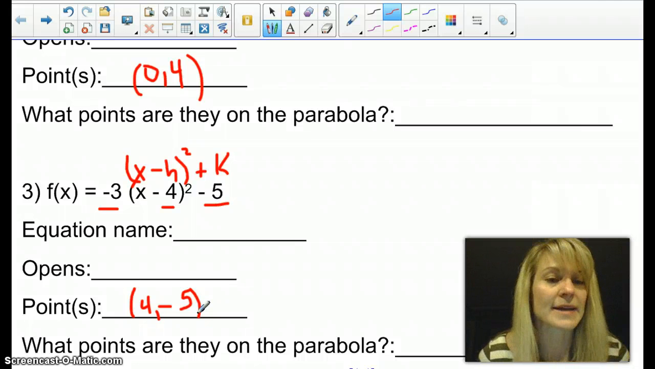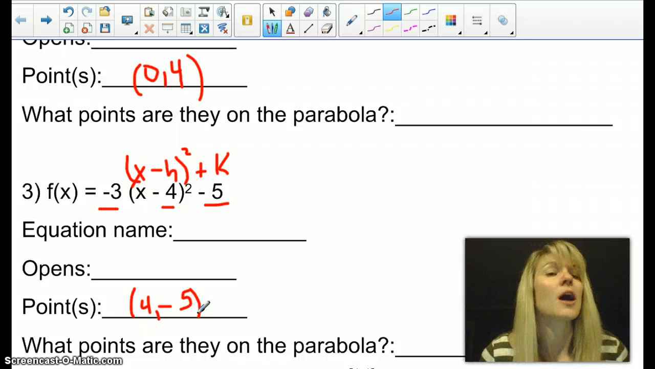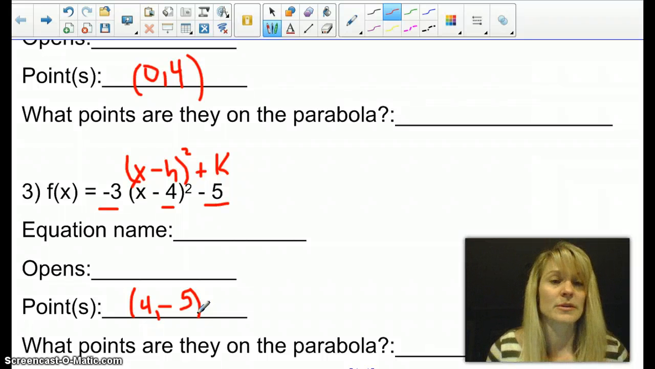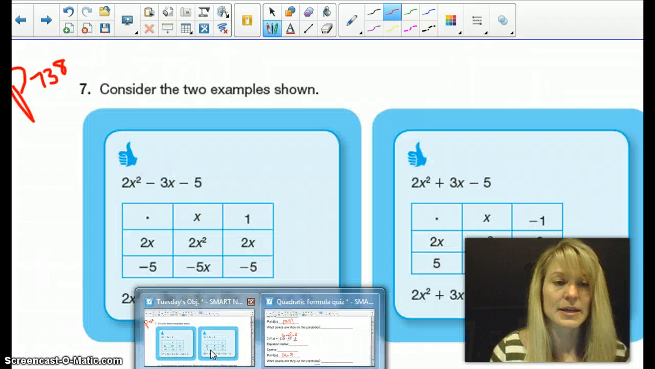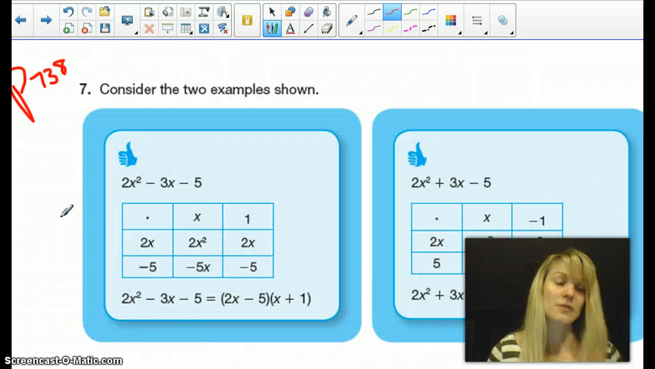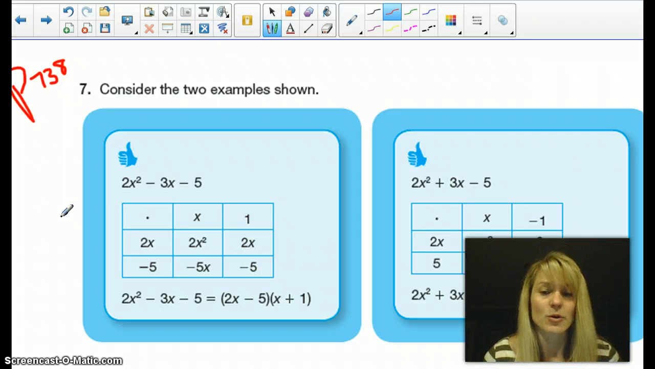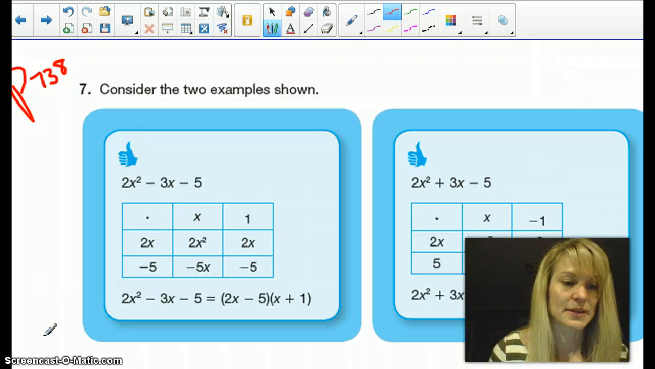You also have to be able to add and subtract polynomials, multiply binomials and trinomials, and do a little bit of factoring. Then I want you to get out, for tonight, your textbook on page 738, and we're going to go over a couple examples. So go ahead and pause the video and get that out, please.